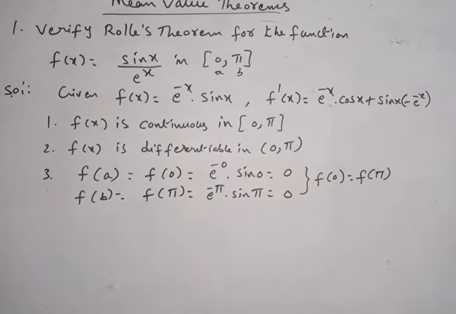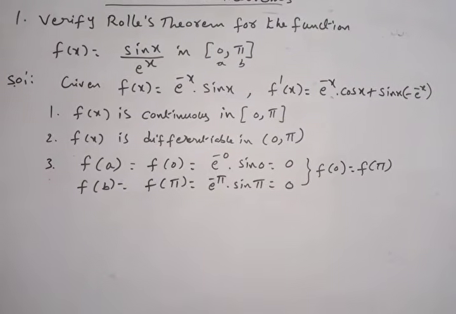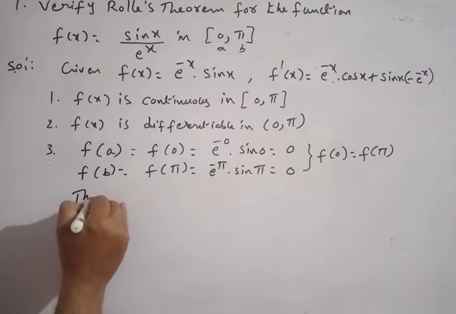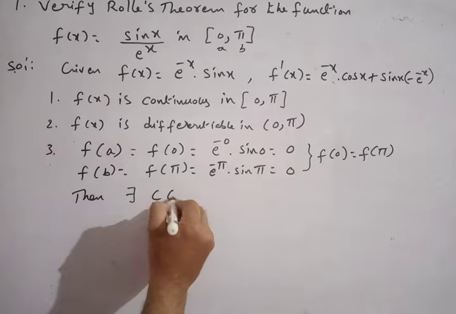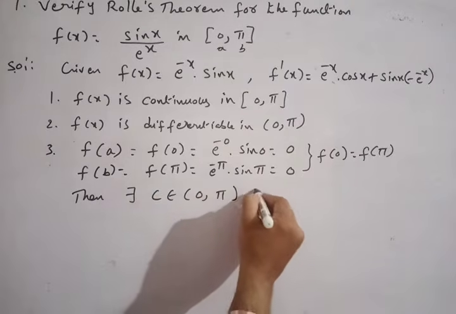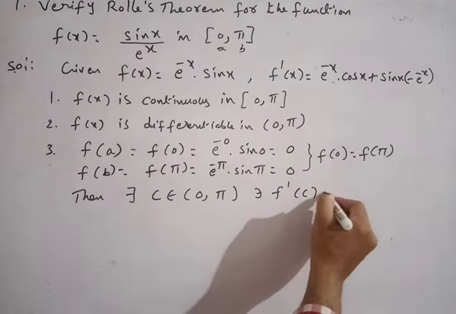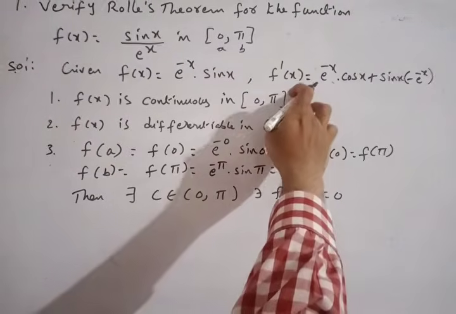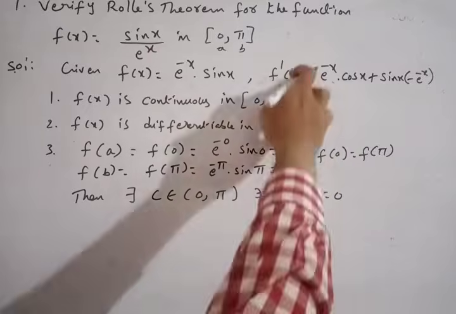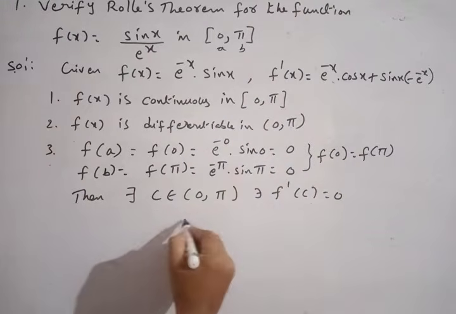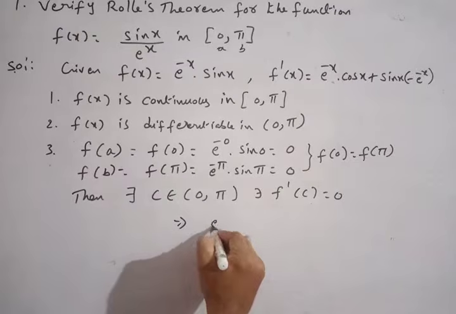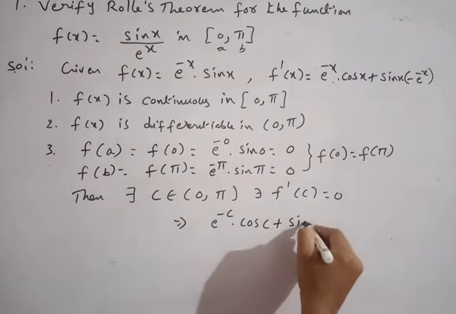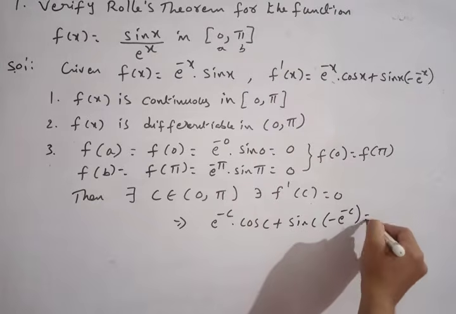Now all conditions of Rolle's theorem are verified. Then there exists c belongs to 0 comma pi such that f dash of c is equal to 0. Now what is f dash of x? We already calculated it. So f dash of c is e power minus c into cos c plus sin c into minus e power minus c is equal to 0.